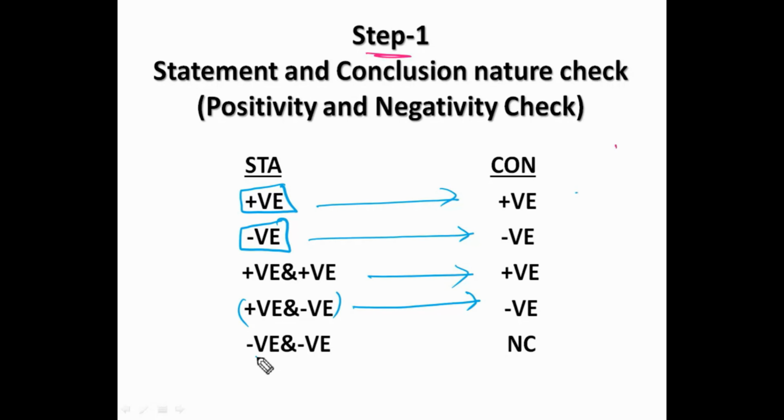If both statements are negative, then we cannot conclude anything. For example, suppose there is a statement like no A is B, and one more statement like no B is C, and suppose there is a conclusion A to C.